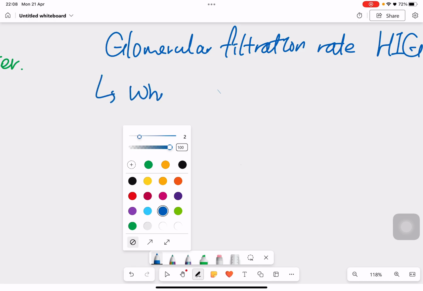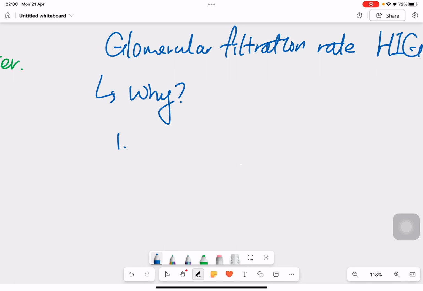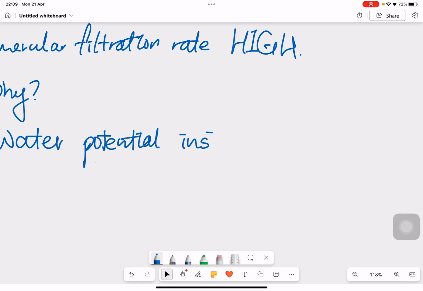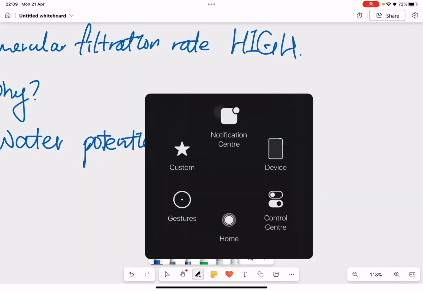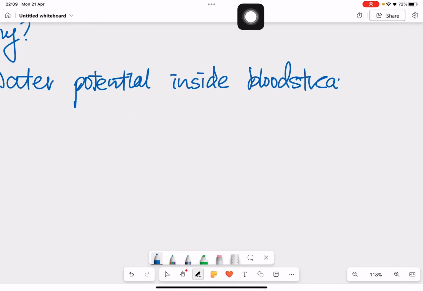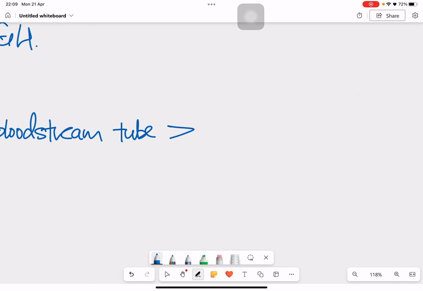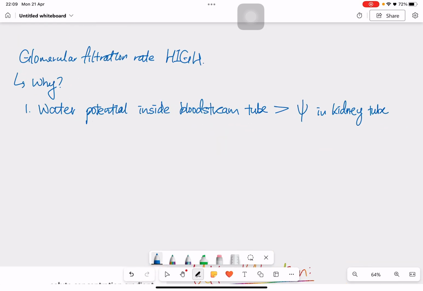You may ask why. The two factors playing a role. So the first one would be the water potential inside the bloodstream is larger than the water potential in the kidney. Okay, so what do I mean here?